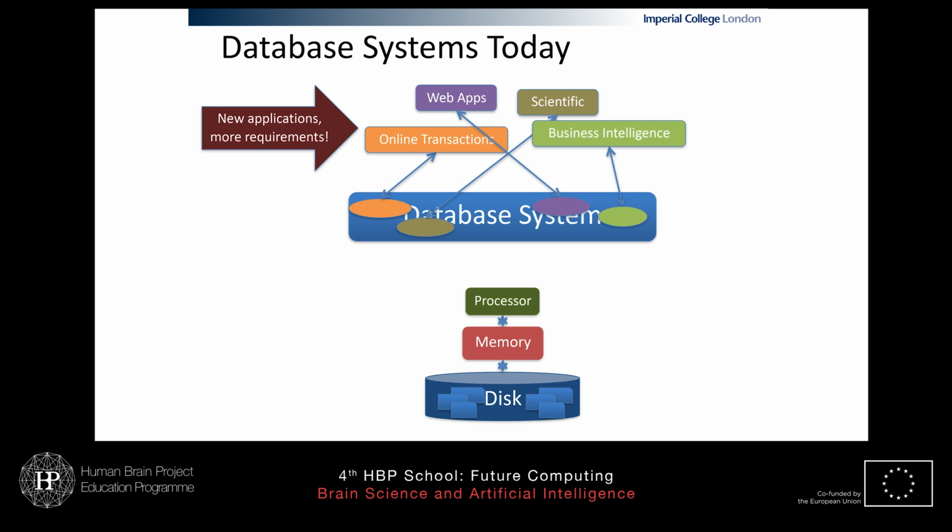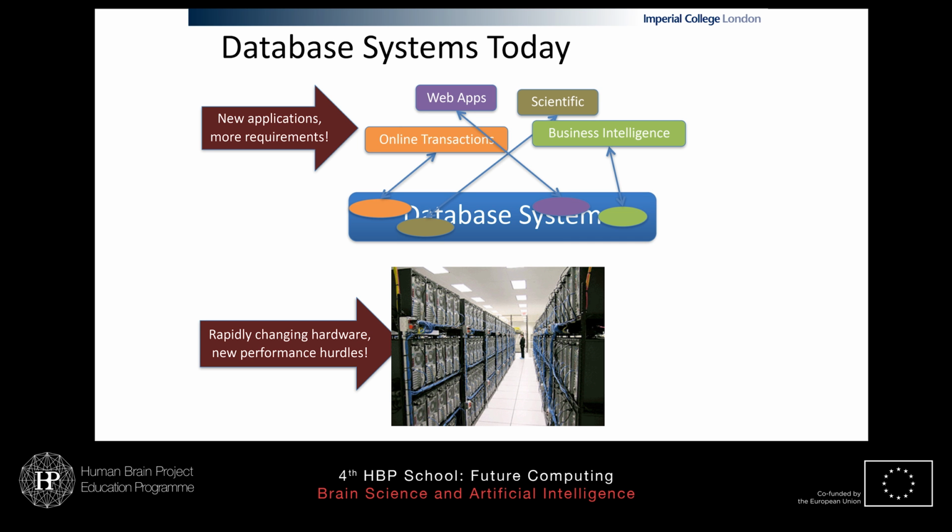What has also changed is that we used to have a very simple model. We had a processor, memory, and a disk. That's what the database system runs on. Today, we have much bigger deployments. We have changing hardware. We have new technology. We have SSD, flash technology. We have multi-core processors. And also, like this image here illustrates, we're scaling out into the cloud. We use a huge number of machines to compute things in parallel, do data analysis in parallel.